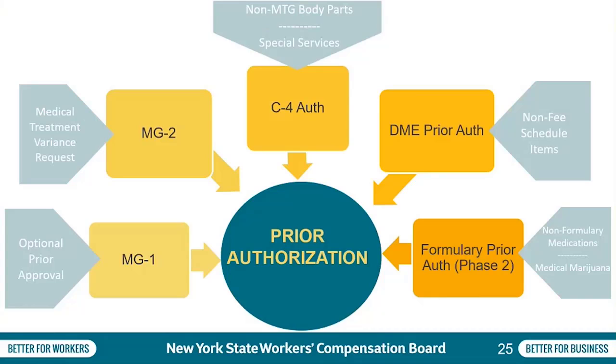With OnBoard Limited Release, prior authorization for medical marijuana will be processed as a medical prior authorization, no longer on an MG2 as it is today. And just reiterating here that physical therapists will only be able to submit non-MTGs over and under $1,000, as well as HP1s.